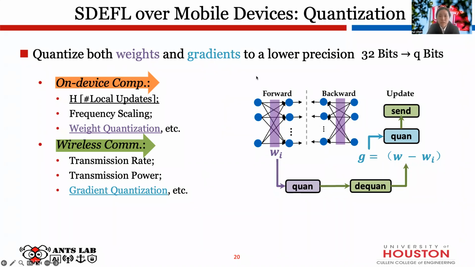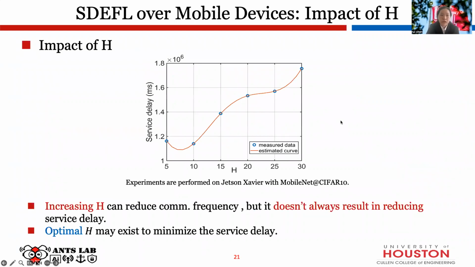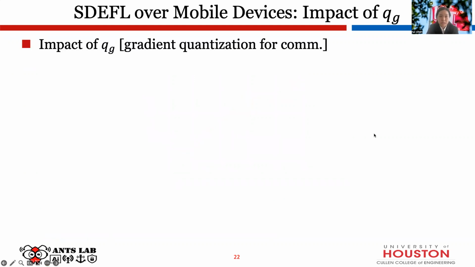Next, we study the impact of both the number of local updates and the quantization. Here, we first see the impact of the number of local updates. We see that increasing H can reduce the communication frequency, but it doesn't always result in a reduction of the service delay. Moreover, we found there may exist an optimal value of H to minimize the service delay. Second, we further examined the impact of gradient quantization for model updates.